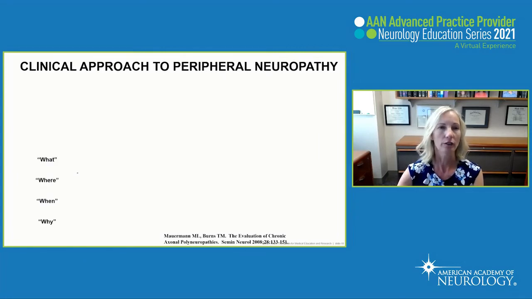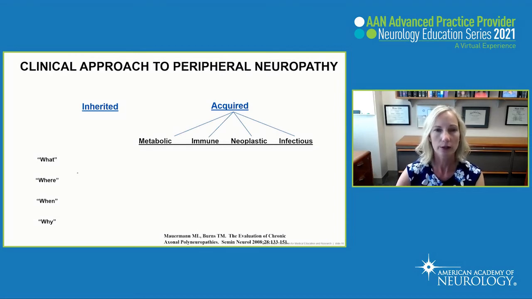So let's start with our 4 questions when we approach neuropathy, and those are going to help us split these types of neuropathies into those that are more likely inherited and those that are acquired. And amongst those that are acquired, we're going to be thinking about those that are more metabolic, immune, neoplastic, or infectious.